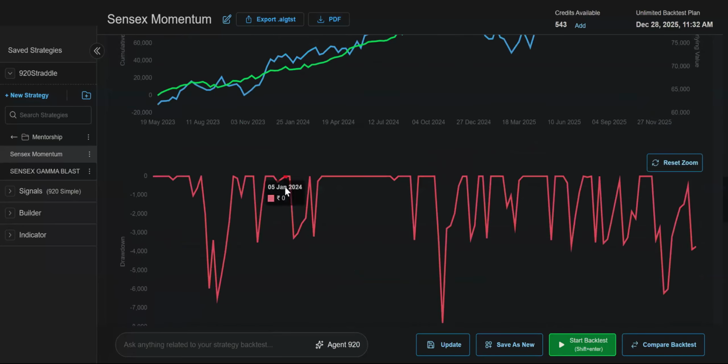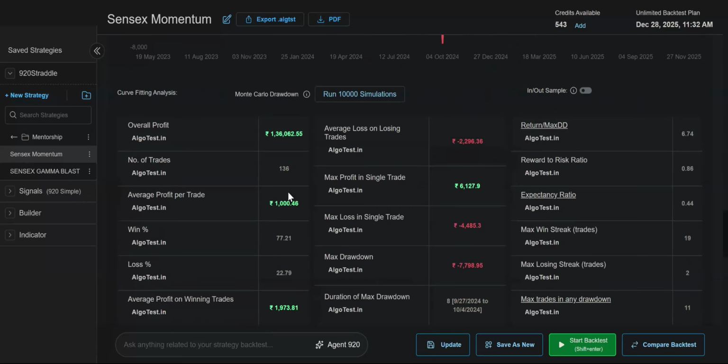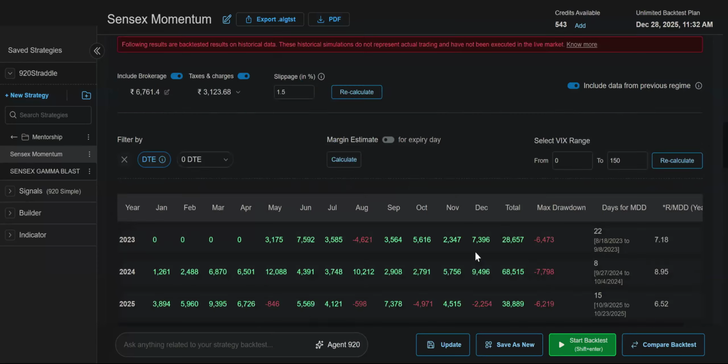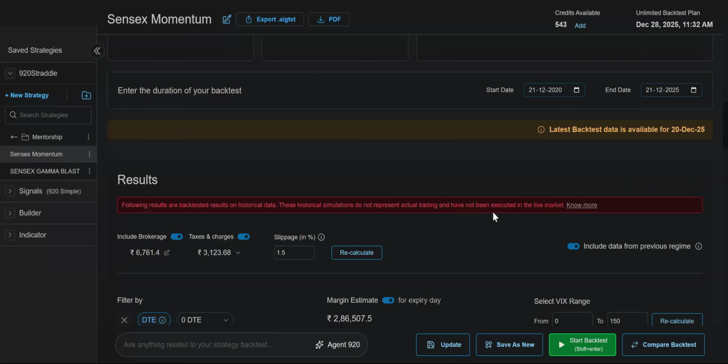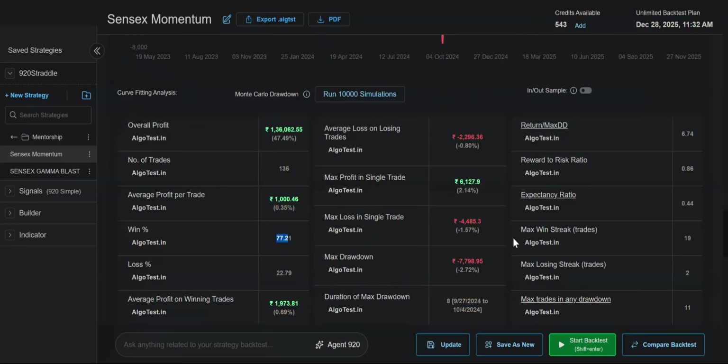So these are the results. It has a win rate of 77%, and max drawdown of, I think, 3 lakh is the capital that is required. So it will be roughly 2.5% or 3% something. Yeah, these are good stats.